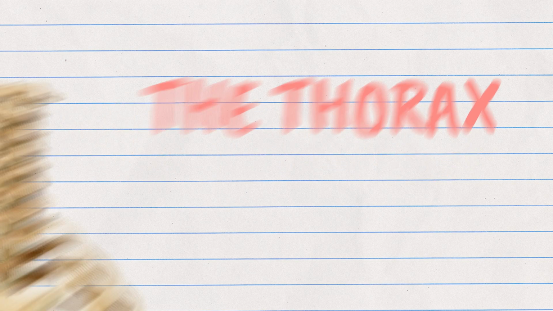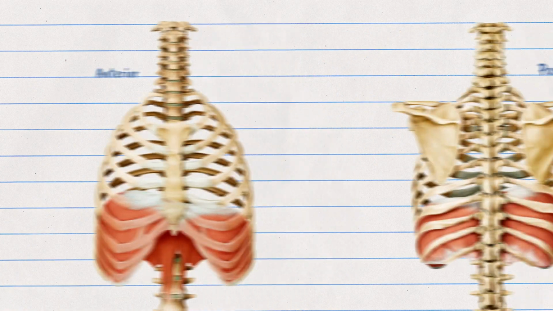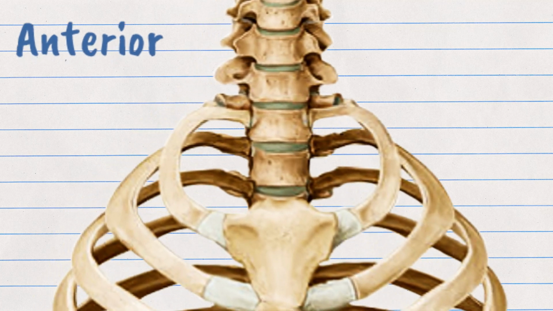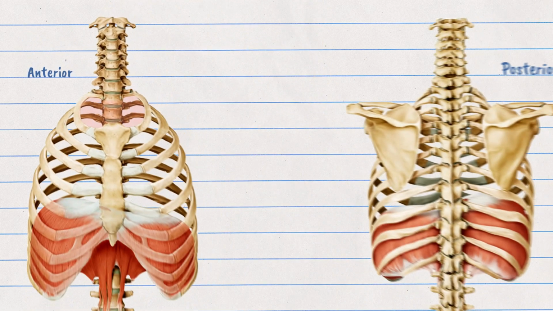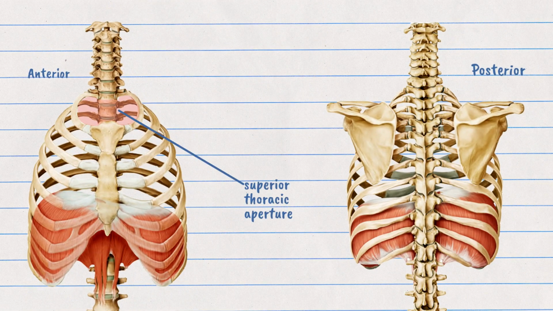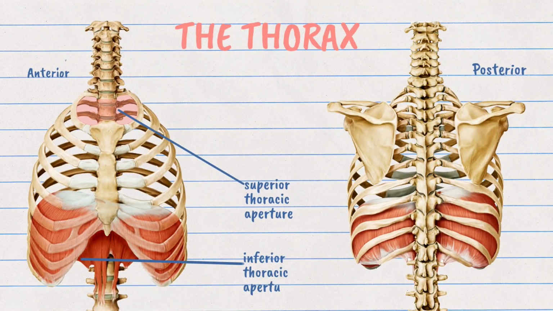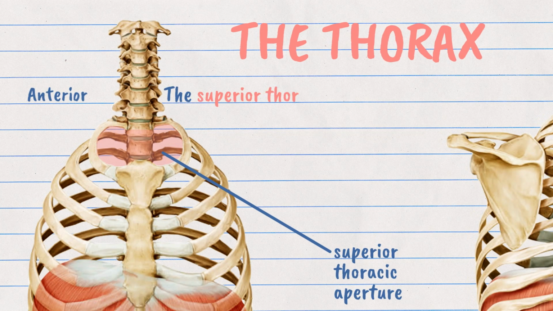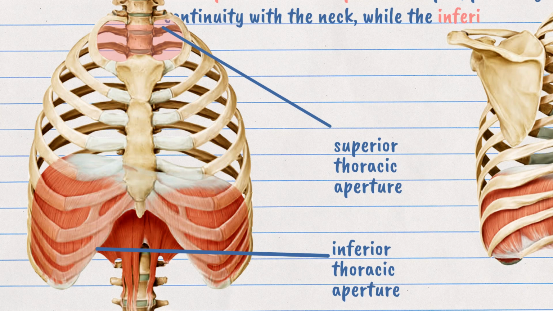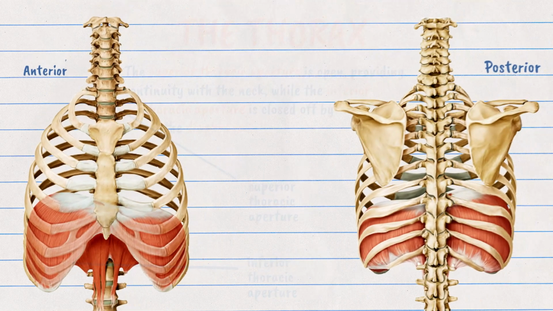The thorax. The thorax is shaped like an irregular cylinder, featuring a narrow opening at the top, the superior thoracic aperture, and a comparatively larger opening at the bottom, the inferior thoracic aperture. The superior thoracic aperture is open, providing continuity with the neck, while the inferior thoracic aperture is closed off by the diaphragm.